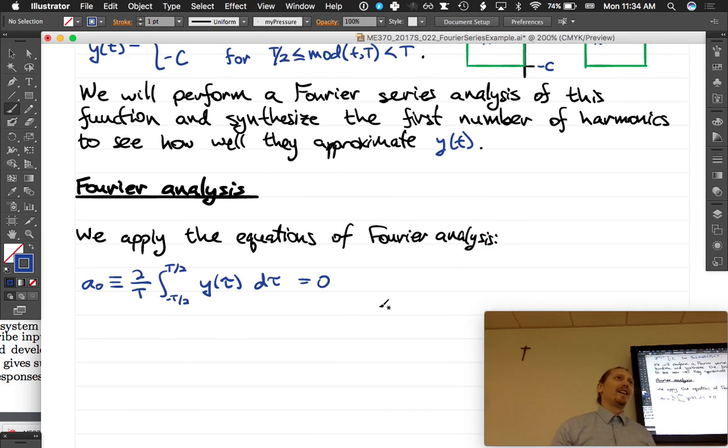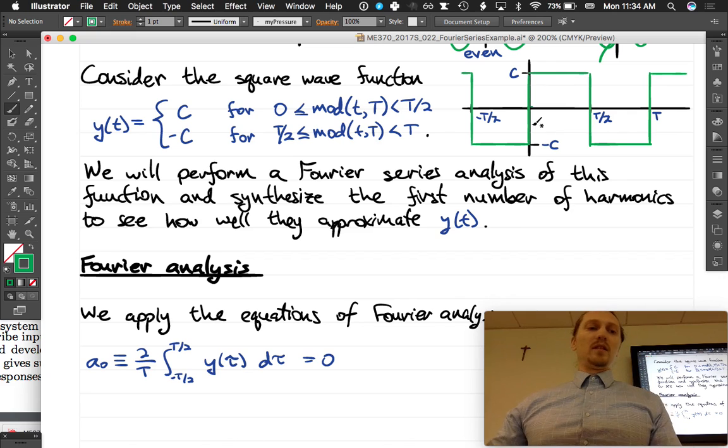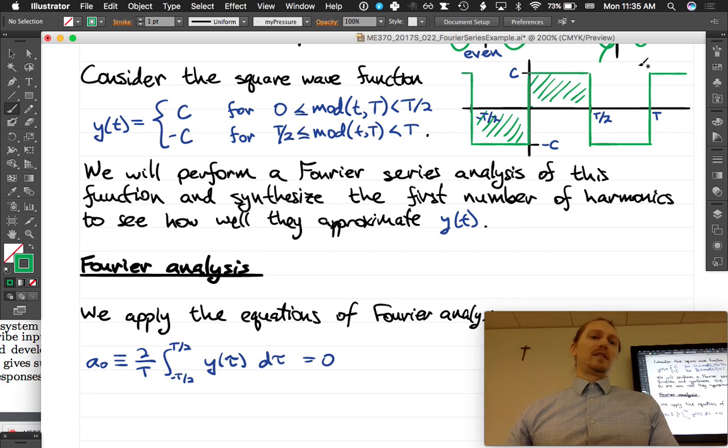Do that again. Okay, so the area from negative T over 2 to 0 is going to be this area, right? And it's completely canceled by the area from 0 to T over 2, because it's going to be the same area, but it's going to be negative in the first part, so this region, and then it's going to be positive in this region, so they cancel. So, would we do 2 intervals? You would, if you wanted to make sure.